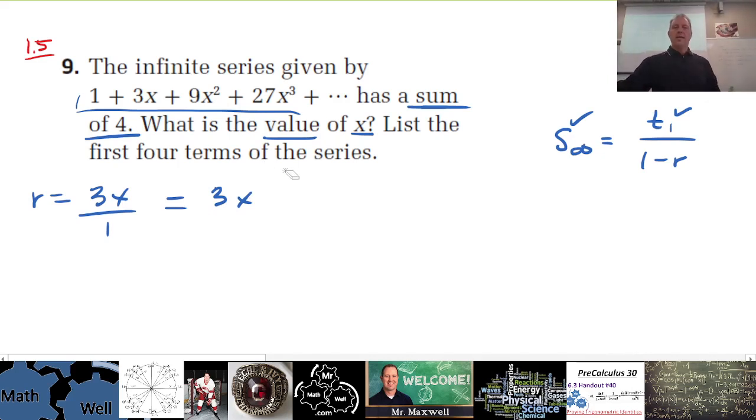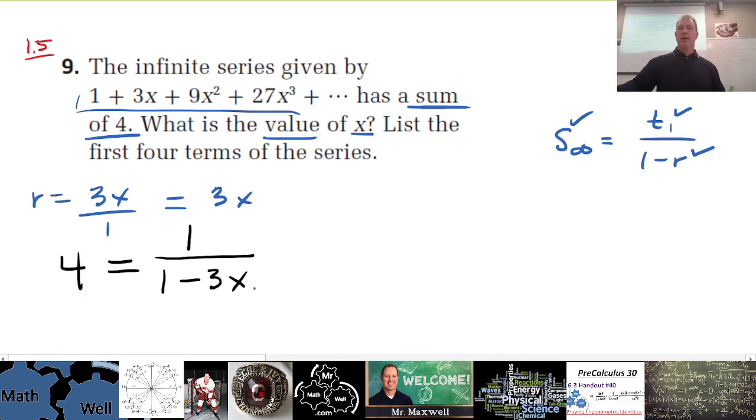So if R is 3x, now I have everything I need to put into this equation so that I can start to solve for x. And this is what it looks like. 4, we said, was the sum. T1 is 1. R is 3x.